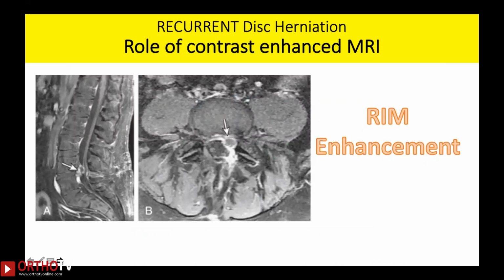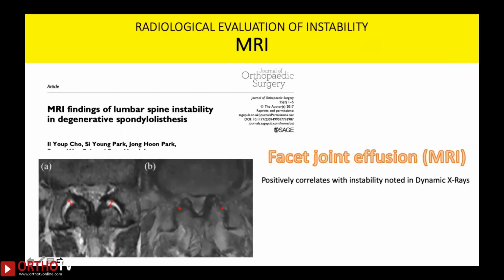In these patients, we need a contrast-enhanced MRI. In contrast-enhanced MRI, the presence of rim enhancement is classical of a recurrent disc herniation because patients could be having fibrous scar over there. The fibrous scar will homogeneously become hyperintense in contrast, whereas a recurrent disc will have only rim enhancement. Other things that can be seen on the MRI is facetal effusion.